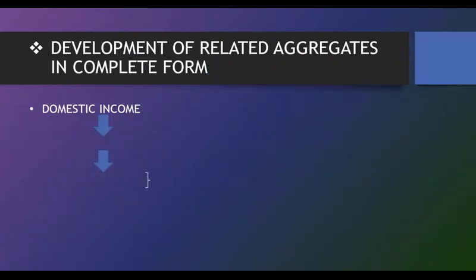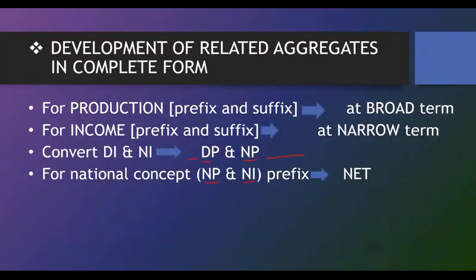Here, suppose domestic income is given. Whenever you have been provided with the domestic income, and it is asked to calculate domestic income, what is the prefix and what is the suffix to it? We haven't seen DI as any of the related aggregate. We have seen either DP or NP in this middle. So whenever you have to construct the full form of the related aggregate, just understand one rule. Whenever the income concept is given, the prefix and suffix will always be in the narrow term.